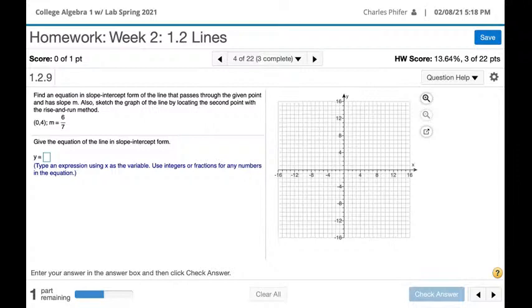Find an equation in slope-intercept form of the line that passes through the given point and has the slope. Also sketch the graph. Okay, let me take some notes here. This is question number 3. This comes from section 1.2. This is question number 9 from the back of the section. It says find an equation, and let me highlight it like this. This pops a little bit more. And that is in slope-intercept form. And then we have (0, 4), and the slope is 6 by 7. Okay, that's fine. Slope-intercept. Okay.